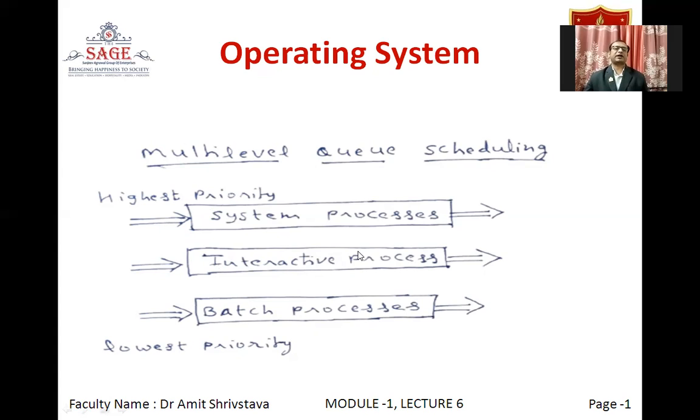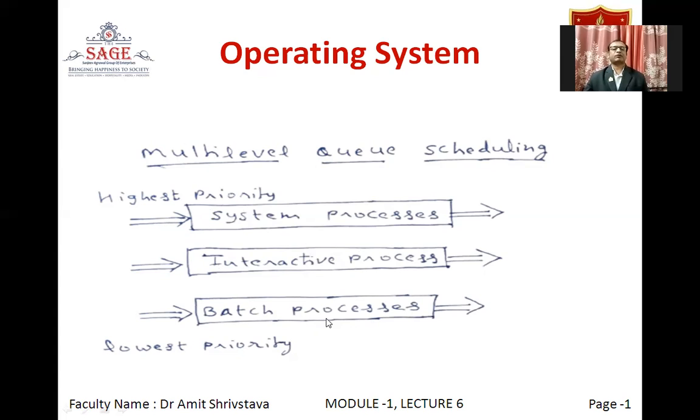Like, suppose we are typing something in Word, then if we press any key, we expect that character or letter to appear on the screen. So these kinds of processes are interactive processes, but they will have lower priority than the system processes.